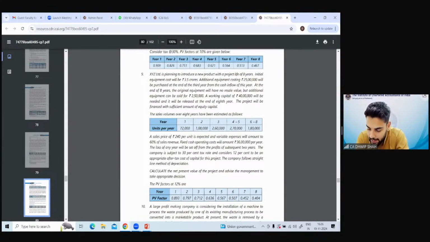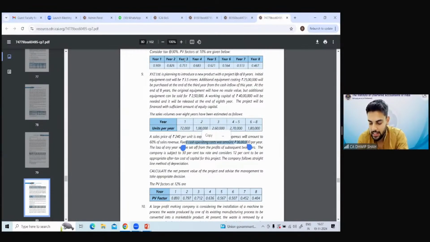Fixed cash operating cost will amount to 36 lakh per year. Friends, again focus on this word. Cash means this 36 lakh is excluding depreciation. Are you getting this? They have just mentioned cash operating cost, not non-cash expense. So this 36 lakh is excluding the amount of depreciation.